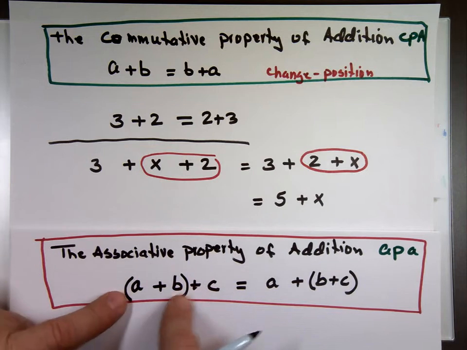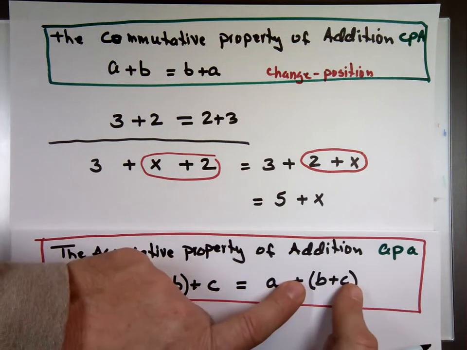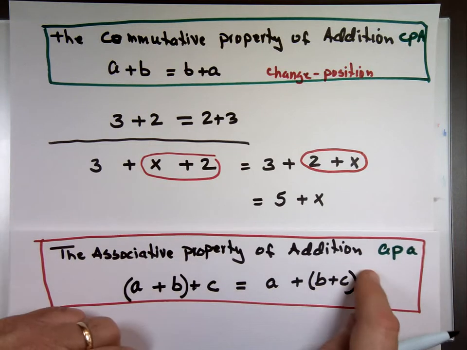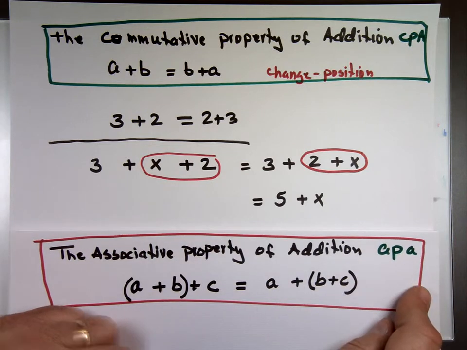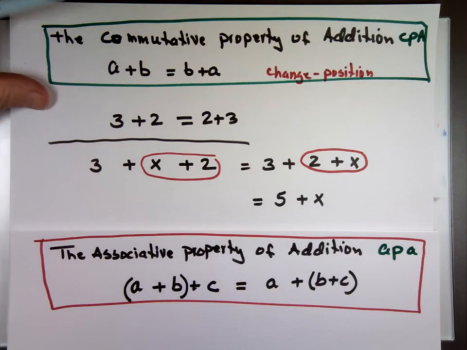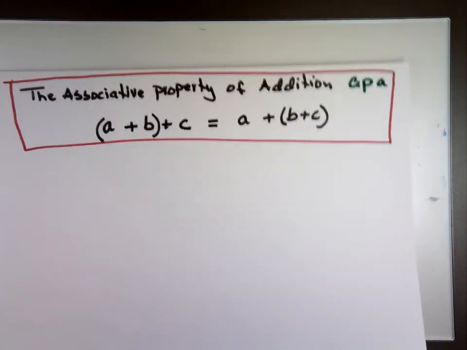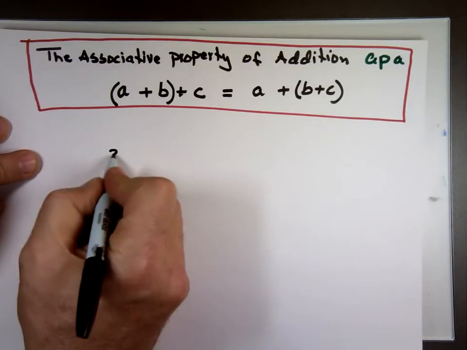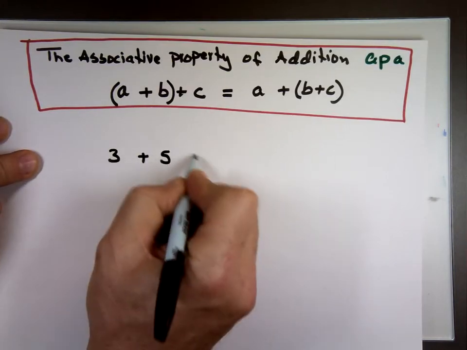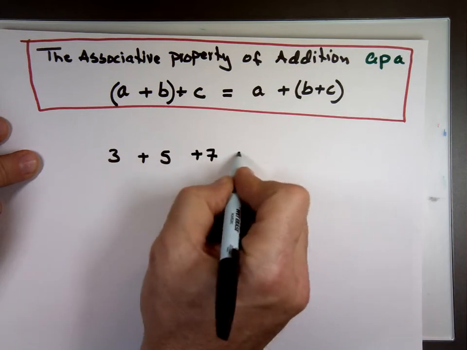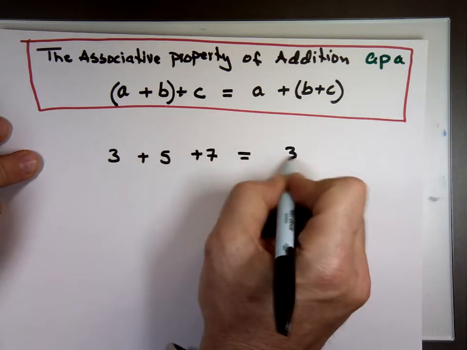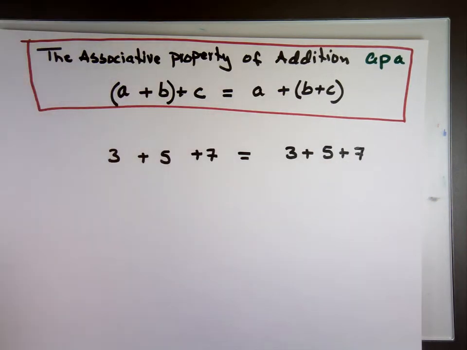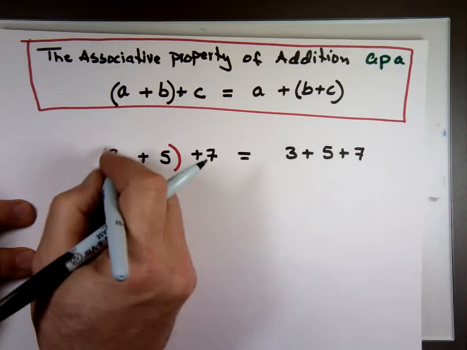Here I'm grouping the first two. Here I'm grouping what? The last two. Just adjust the parentheses if you want to. What does that tell me? It says if you have three numbers and you want to add them, let's say I gave you this problem: what is 3 plus 5 plus 7? It really doesn't matter which two you add first, because this rule says you can take the first two numbers and add them first.